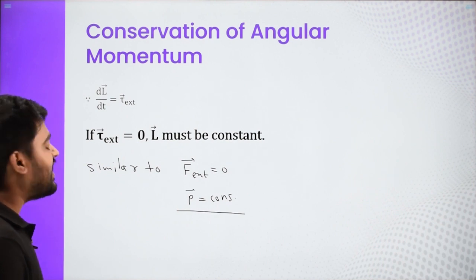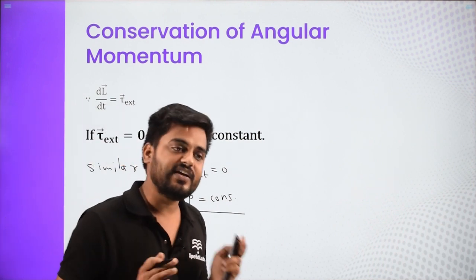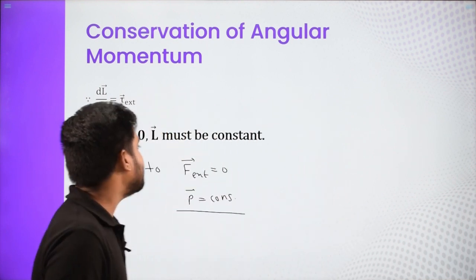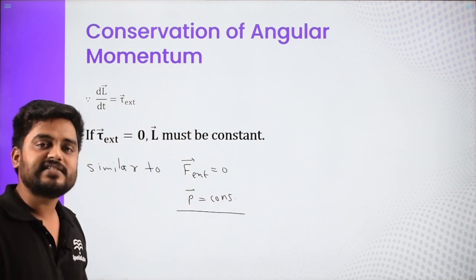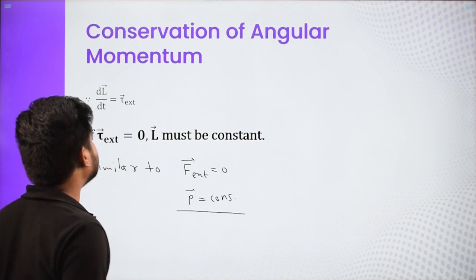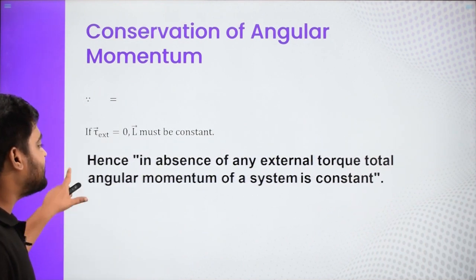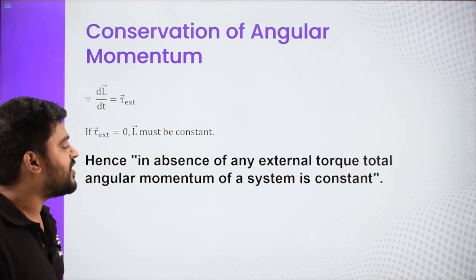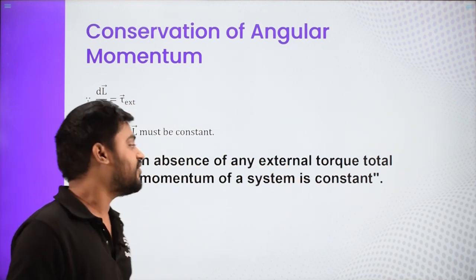Whenever there is no external torque acting on the body, or we can say a system of particles, then the angular momentum must remain the same, or it can be conserved. So we can say that in the absence of any external torque, the total angular momentum of a system is conserved or is constant.